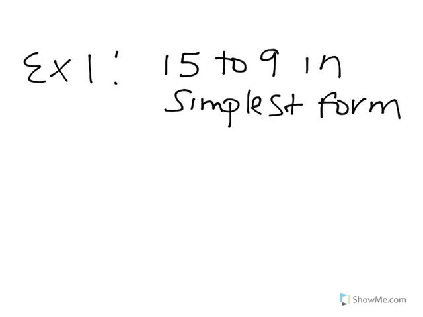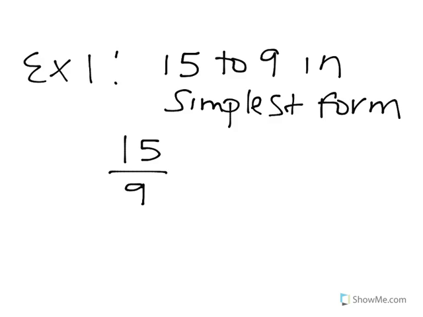First of all, we're going to rewrite this ratio as a fraction. 15 to 9 is really the fraction 15 ninths. That word "to" is the same thing as a fraction bar, so we can just translate the word "to" into our fraction bar.